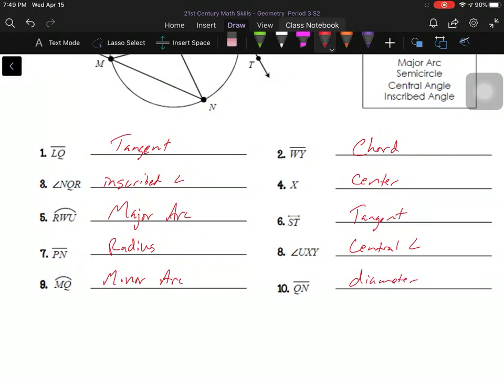Okay, so that's the first section. Again, just identifying stuff. So take a look through that. If you got questions, let me know.